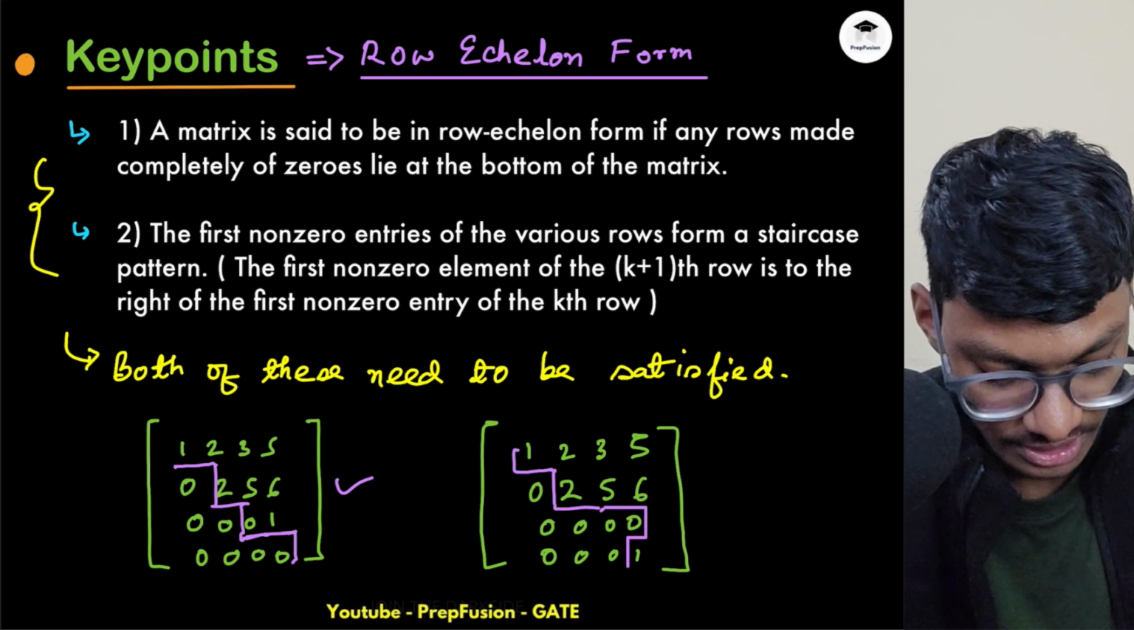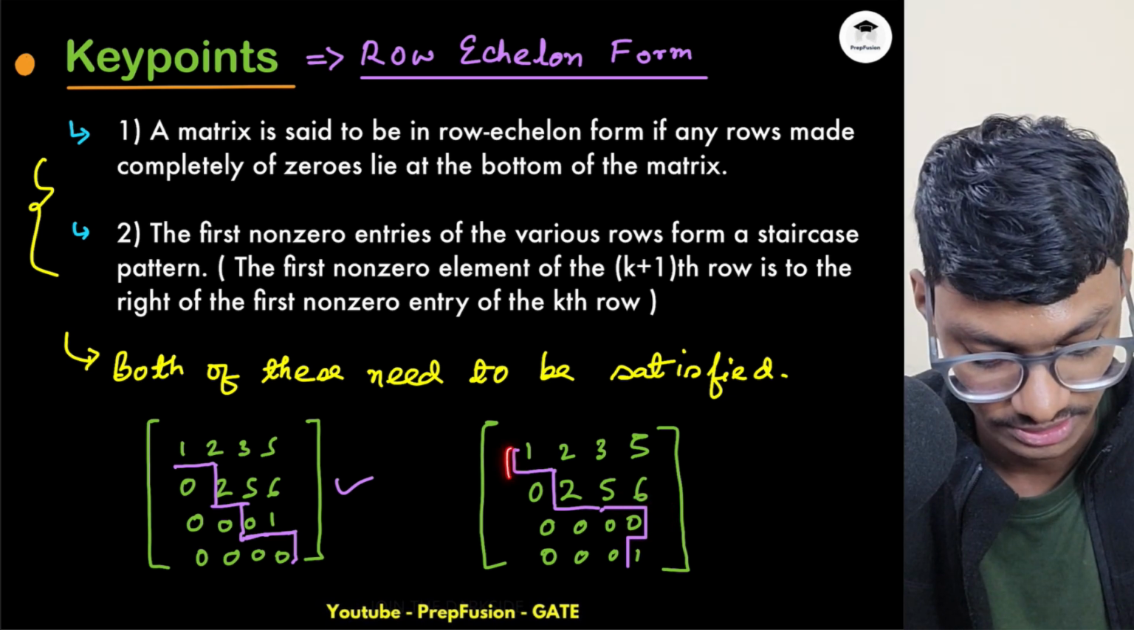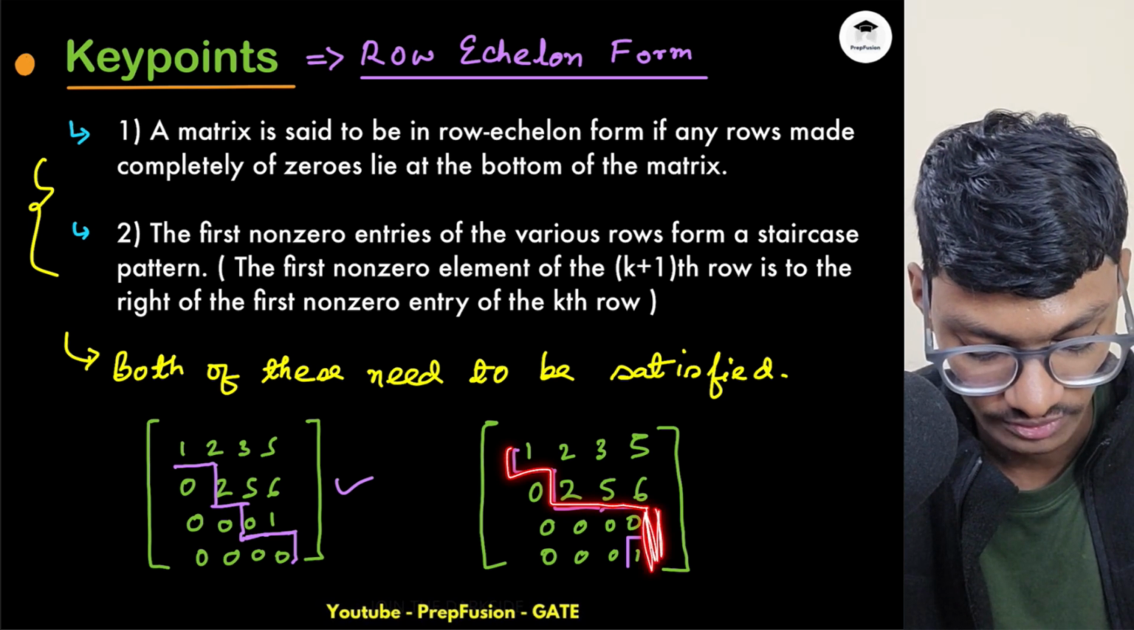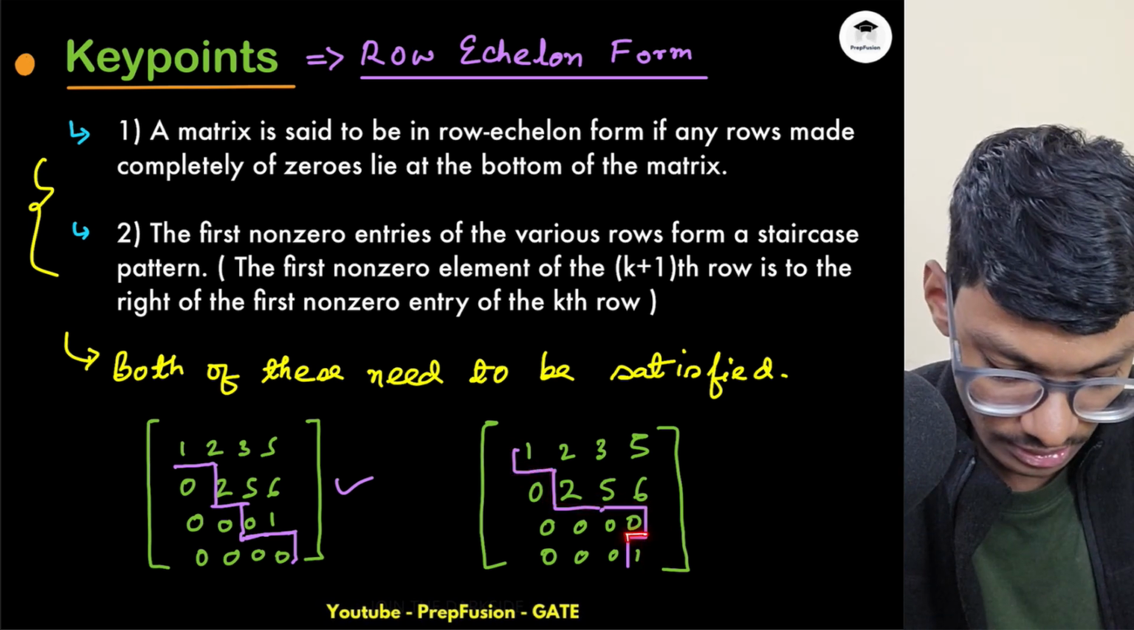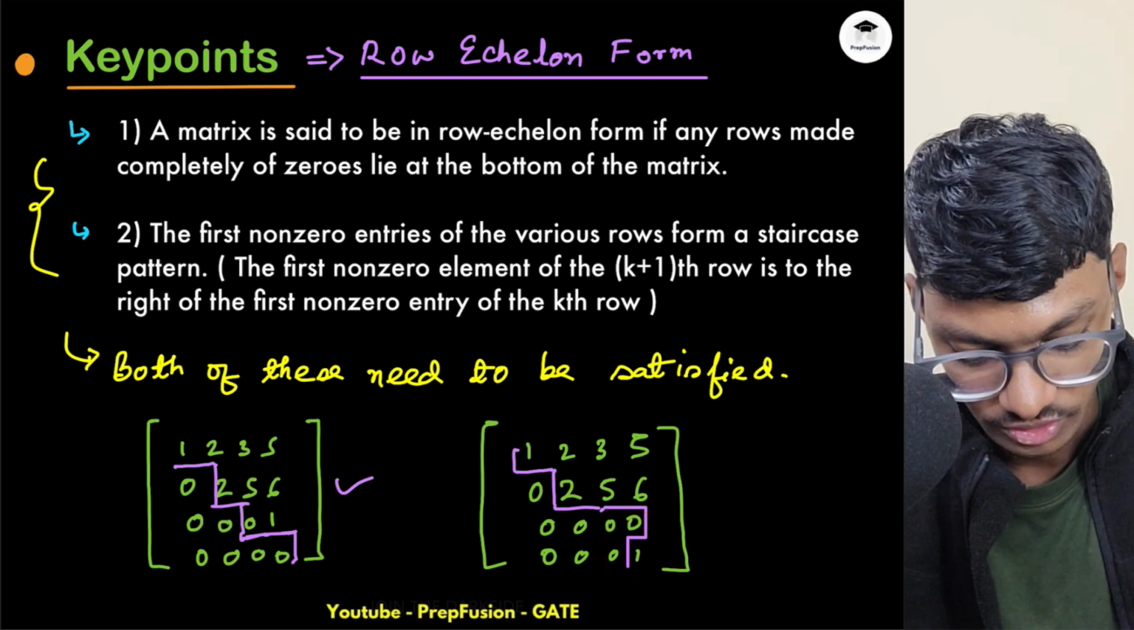This is definitely not a staircase. I'm going here and then I have to go inside. A staircase doesn't work like this. If it went on like this, it would have been a staircase, but it can't be like this. That's why this is not in the row echelon form.